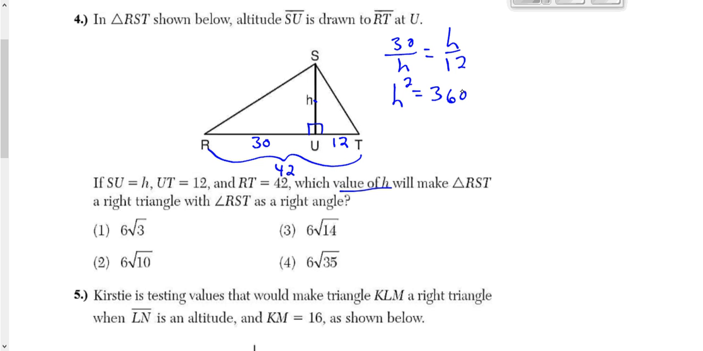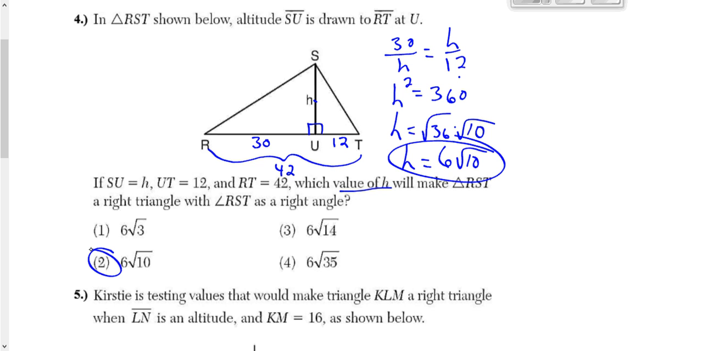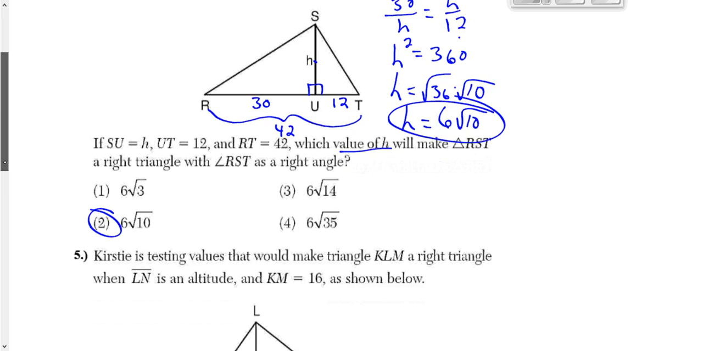What's the biggest perfect square factor of 360? 36. It works out nicely like that, right? So H equals the square root of 36 times the square root of what? 10. So what's H equal? 6 square root of 10. There you go. Yep, got it. We got one more, and that's it.